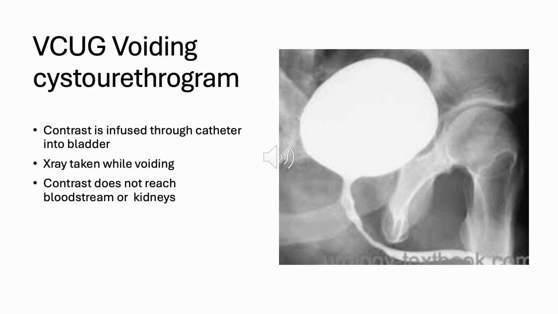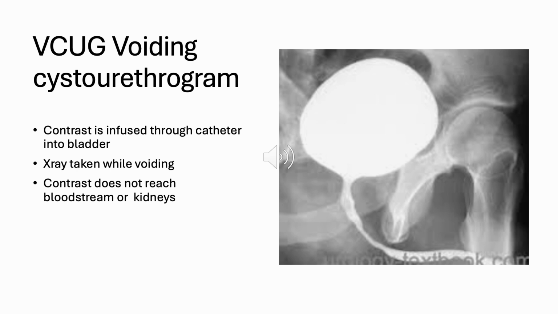The voiding cystourethrogram. This will be done in patients when they suspect they have reflux of urine from the bladder into the ureters. So contrast dye is infused through an intermittent, like a straight catheter, and they fill up the bladder with contrast dye. Then they take the straight cath out, and while the patient is voiding, they take the x-rays to see if there's reflux.